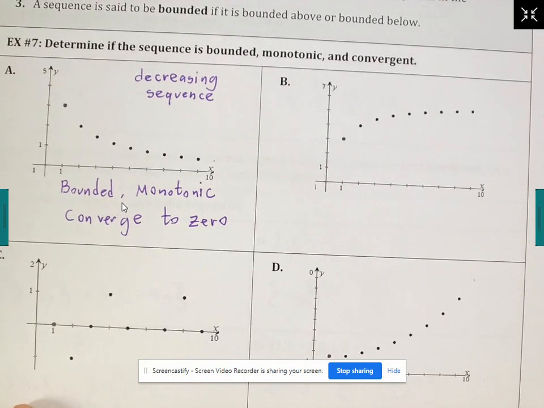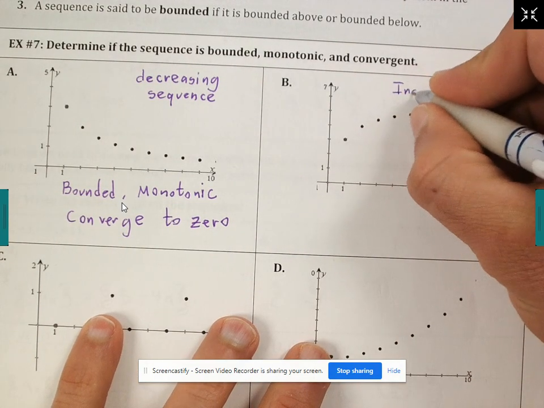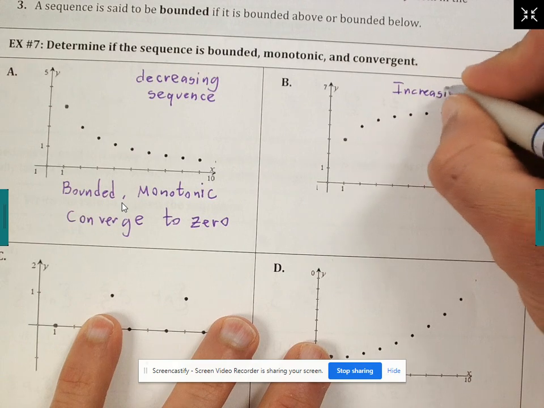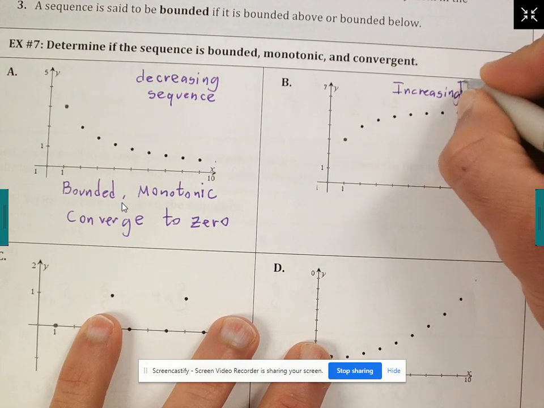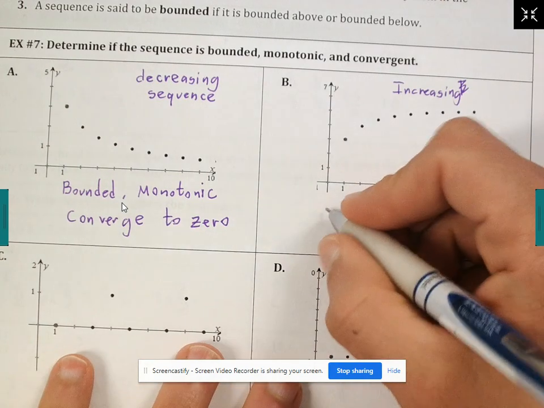My bad. All right, so let me quickly go through this. We're almost done. Increasing, you can agree? I think it's non-decreasing. Yes, it is non-decreasing for sure. Is it bounded? Yes. It's bounded at the bottom, and it's pushing upward.